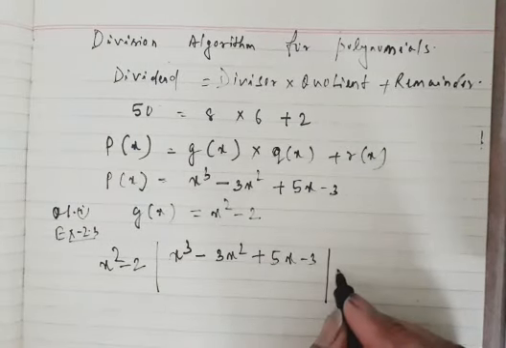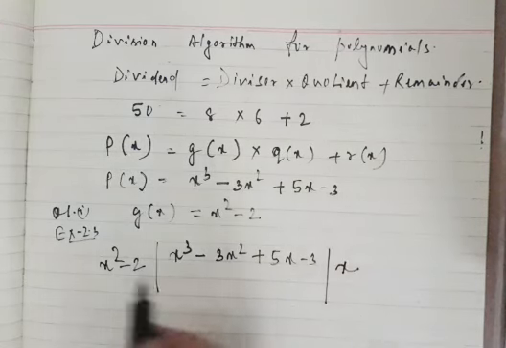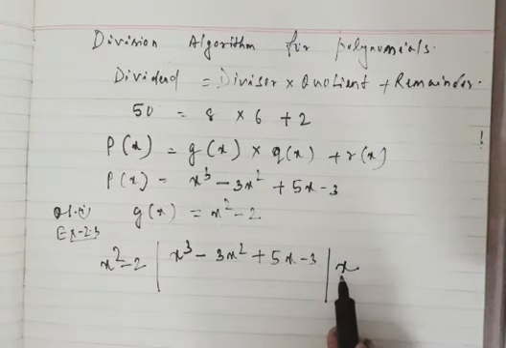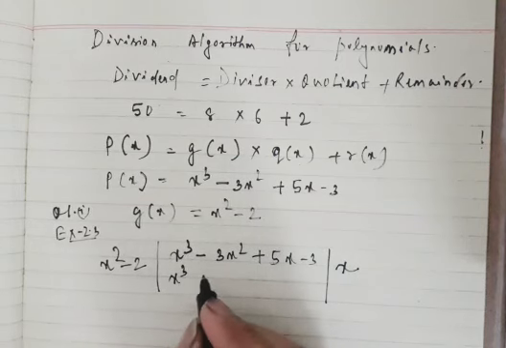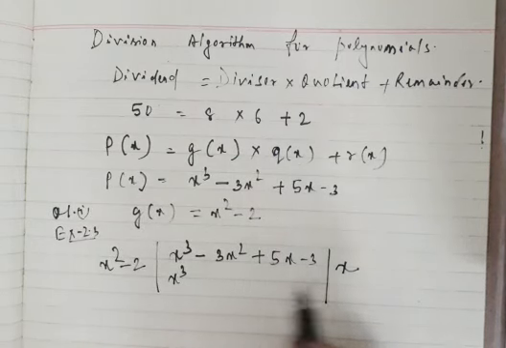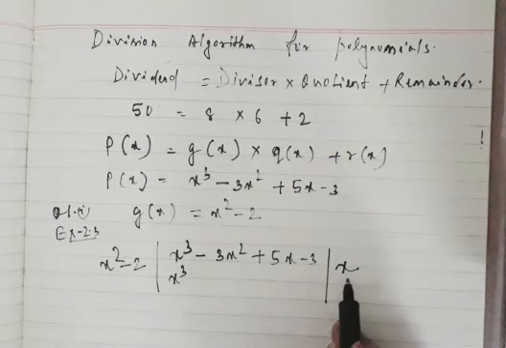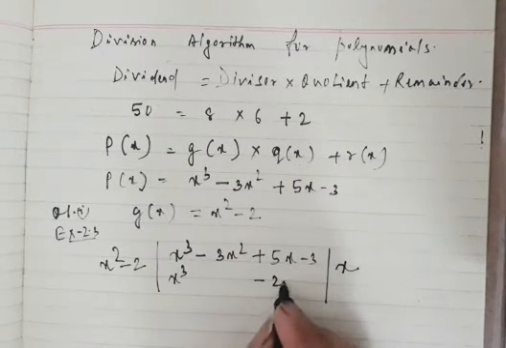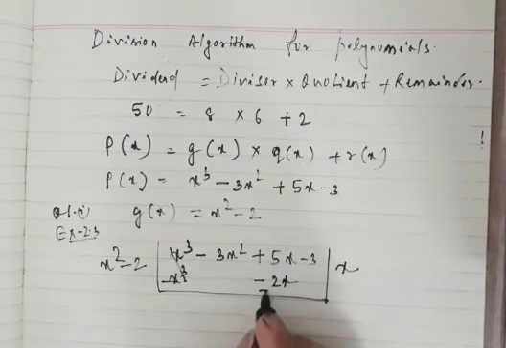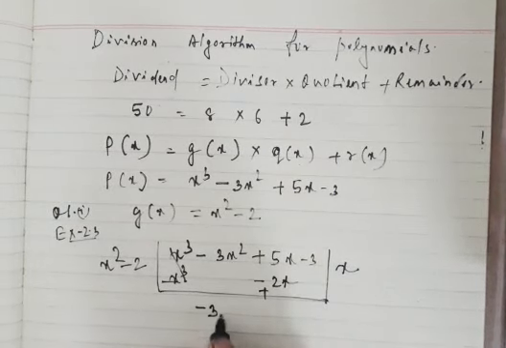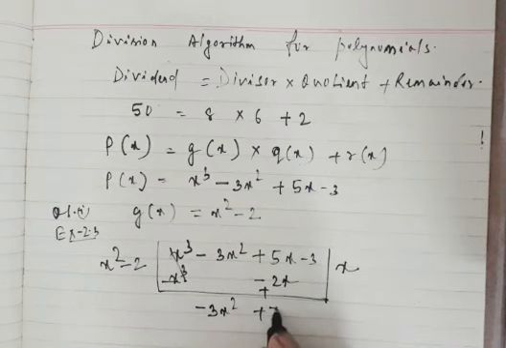Obviously the first term of the quotient is x. Why? Because x square into x equals x cube. You have that knowledge from standard 9th. Just I am simply doing. Then minus 2 into x, that is minus 2x. So after subtracting, these two cancel out. Here it is minus 3x square plus 7x minus 3.